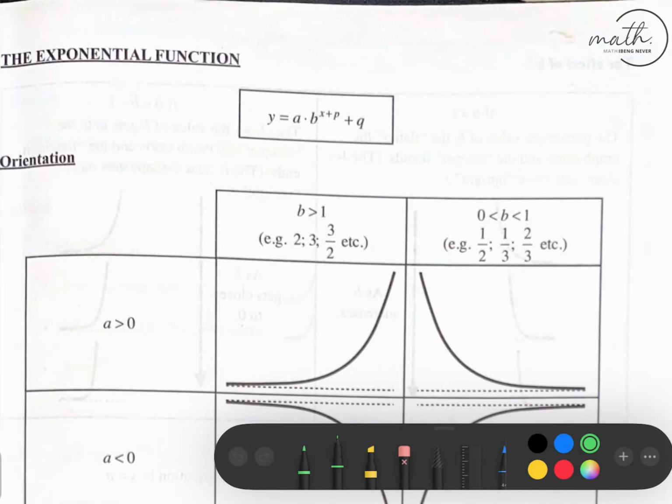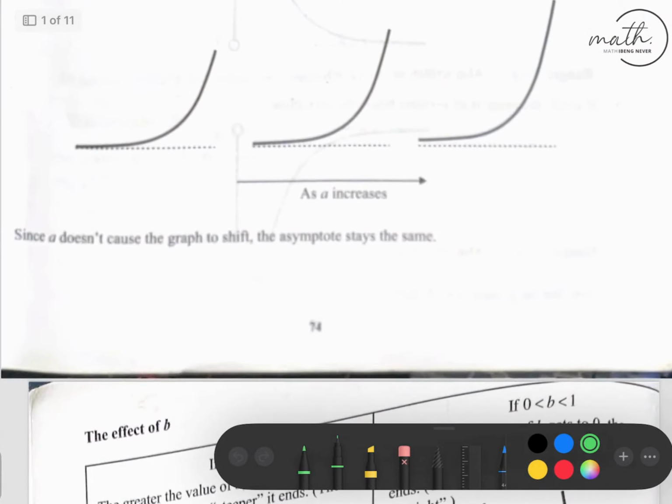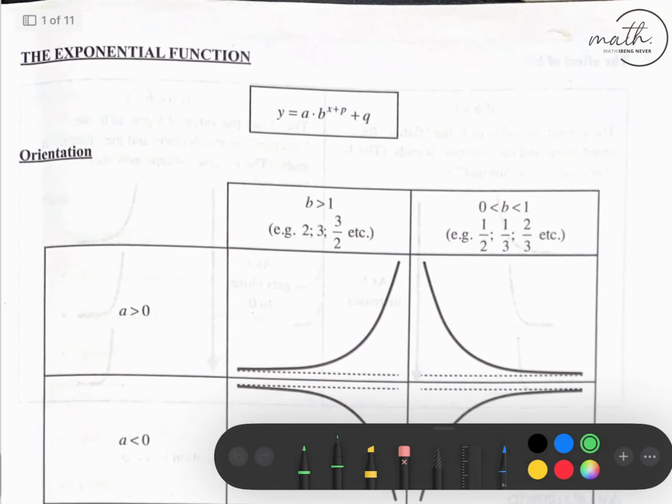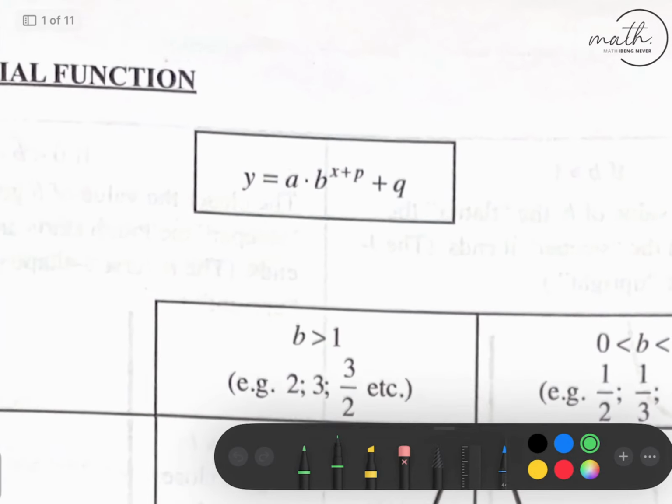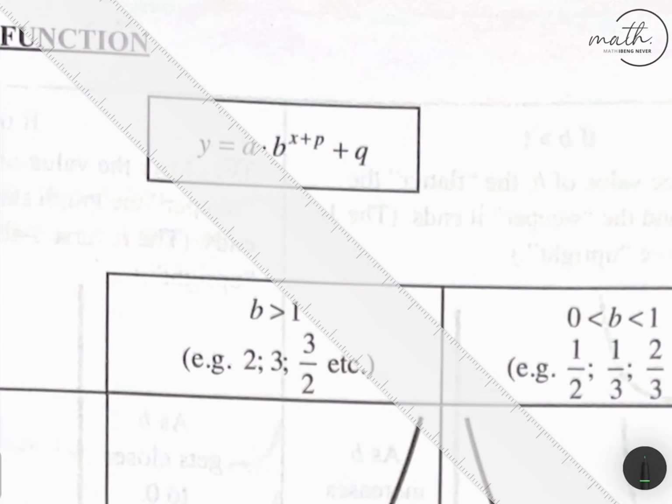Okay, I'm on page 74 of your textbook. I'm gonna do exponential functions. So with exponential functions, there's the general form. Now we're gonna talk about the effects of the other letters.